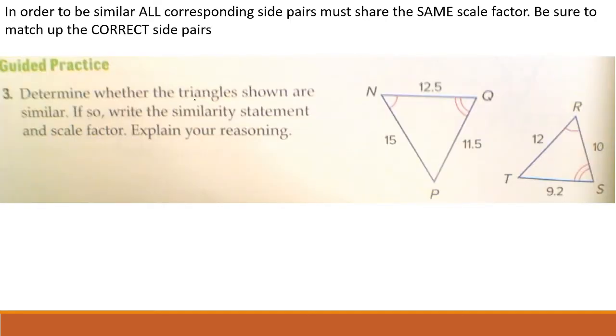All right, so determine whether the triangles shown are similar. If so, write the similarity statement and the scale factor. So basically, this is just practicing our labeling. So first off, are these polygons similar?